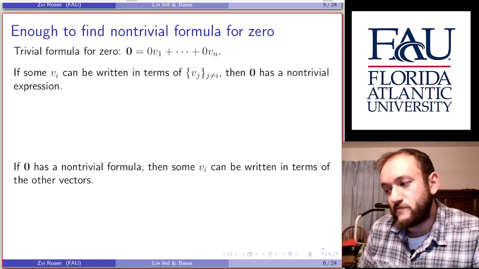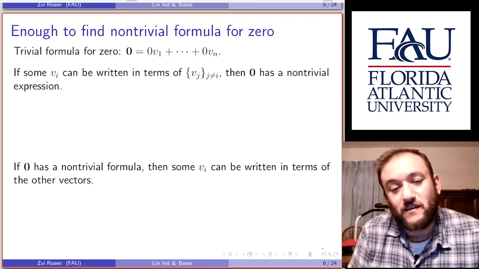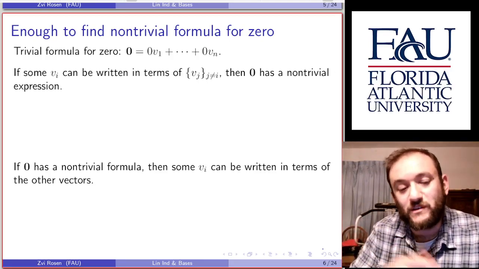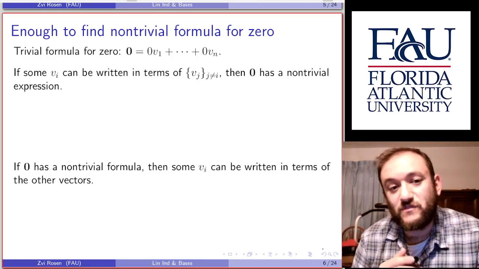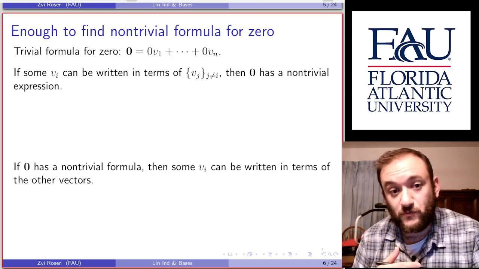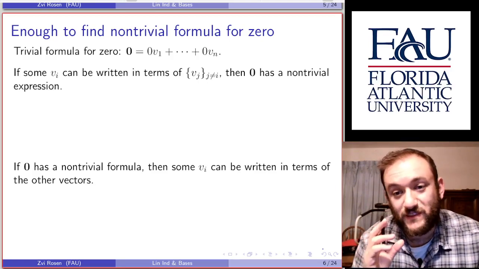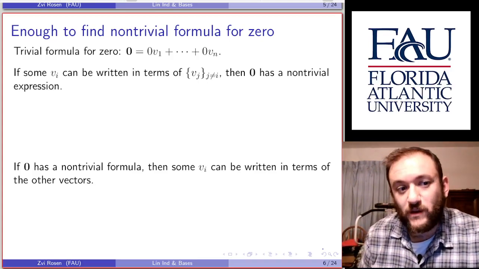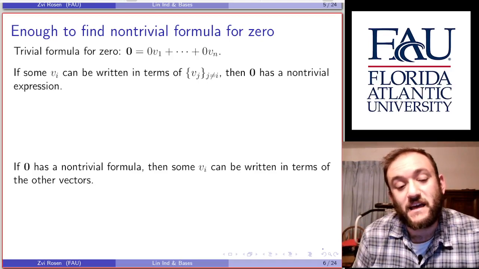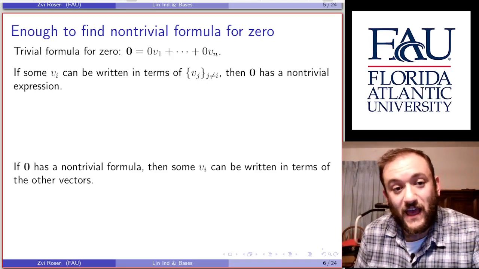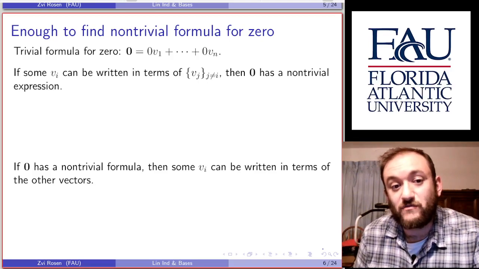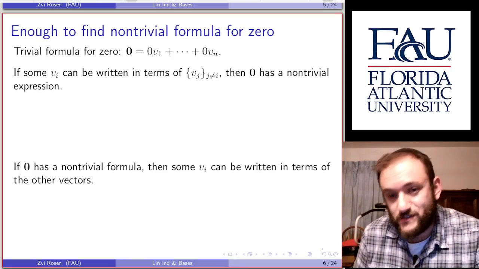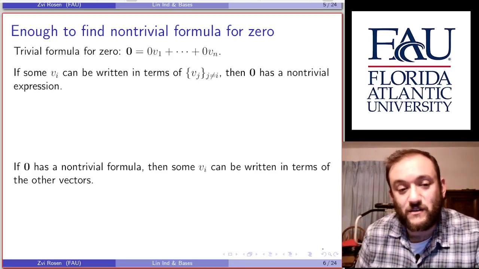So something that you can figure out pretty quickly is that instead of trying to look at your list of vectors and figure out if one of them can be written in terms of the other ones, it's enough to find a non-trivial formula for 0. Okay, so when we say 0 here, we mean the 0 vector. So first, let's note what a trivial formula for 0 is. That means that you take the 0 vector as the linear combination of your v1 through vn by just setting the coefficients all to 0: 0 times v1 plus 0 times v2, etc., up to 0 times vn.